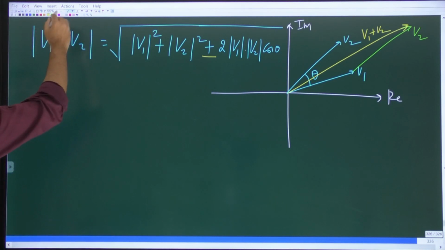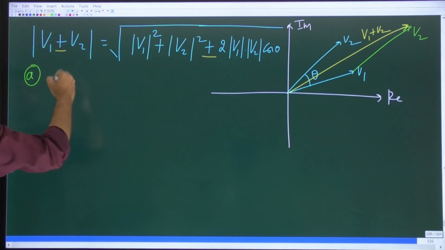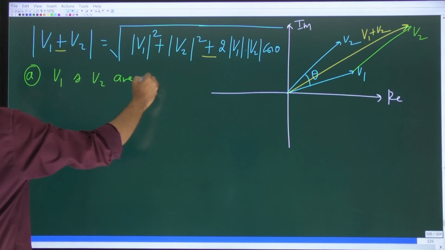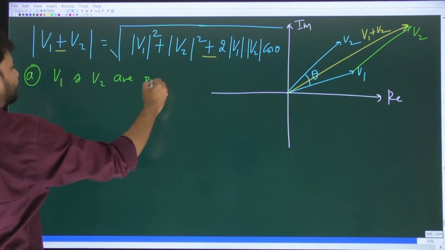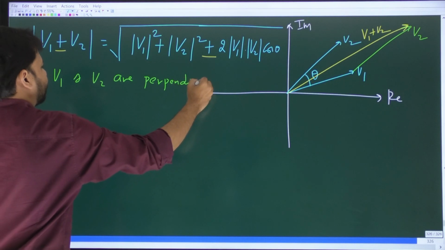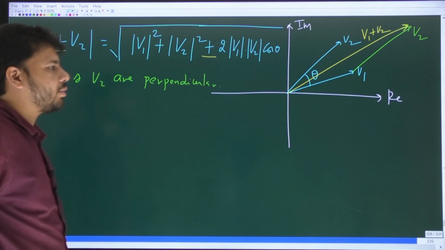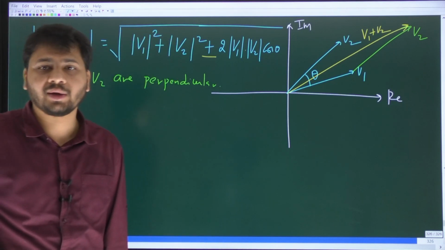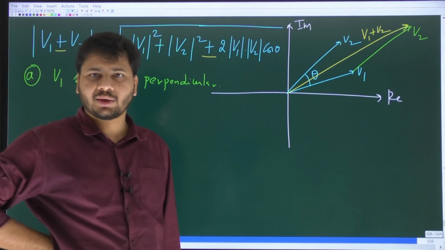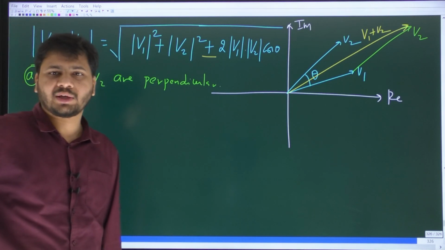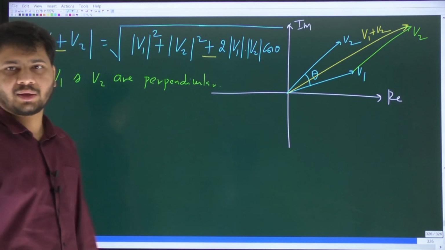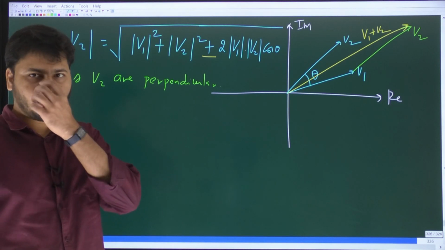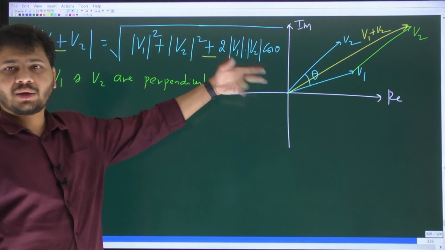Now you can consider a couple of special cases. First one being V1 and V2 are perpendicular. What do you mean by V1 and V2 are perpendicular? The angle between the two phasors is 90 degrees. If the angle between the two phasors is 90 degrees, then cos 90 degrees is 0, right? Then the entire third term would become 0.